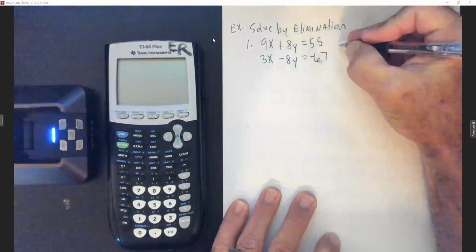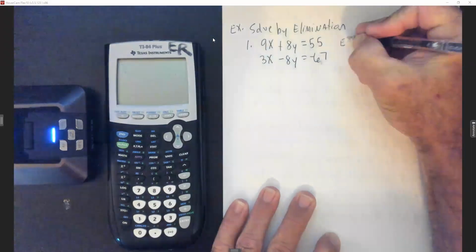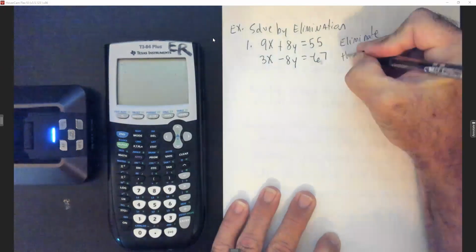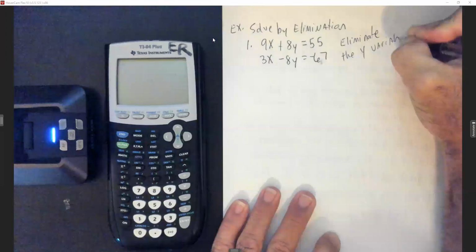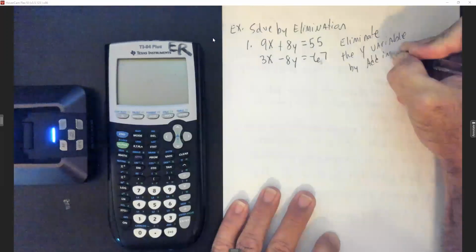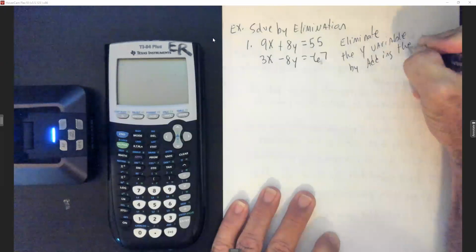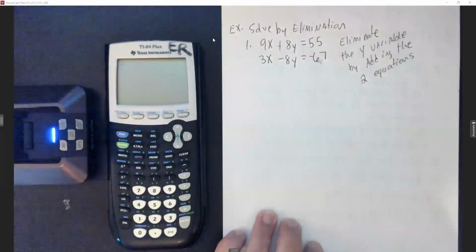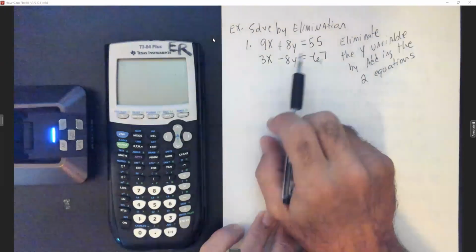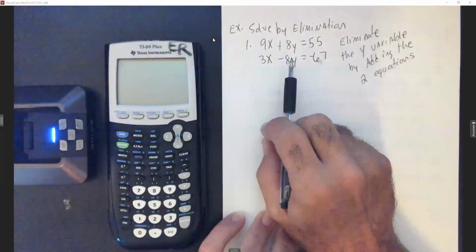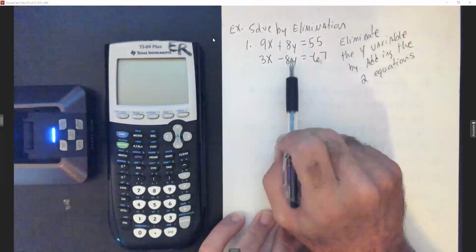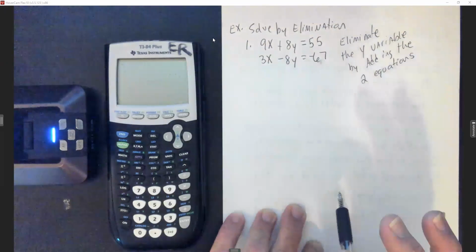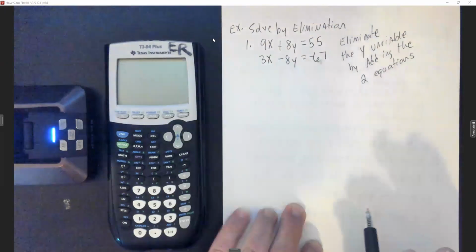So the first thing I'm going to do is eliminate the y variable by adding the two equations. Now remember, we're just in the beginning of these, and they're going to be fairly easy to figure out, but later on, these numbers might not match and be opposites, so we're going to have to start changing these equations up a little bit, okay? But this one we're good.